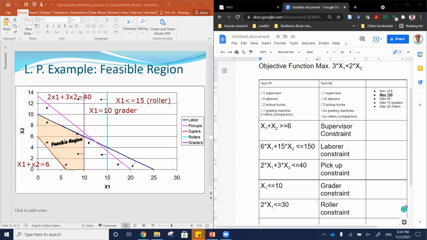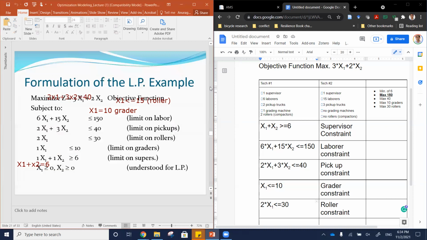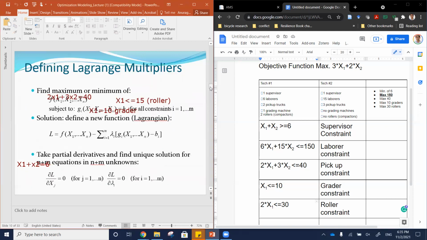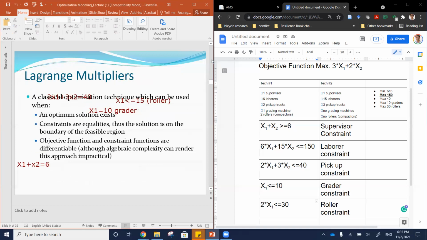And this feasible region, is it a convex region or not? That's the question. Is this feasible region that I'm defining by shade a convex region or not? Yes or no? I'll take you back real quick to what the definition of a convex region is.